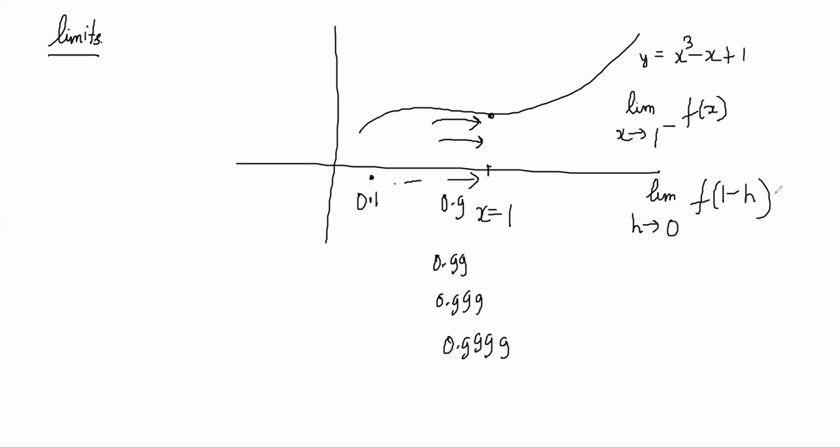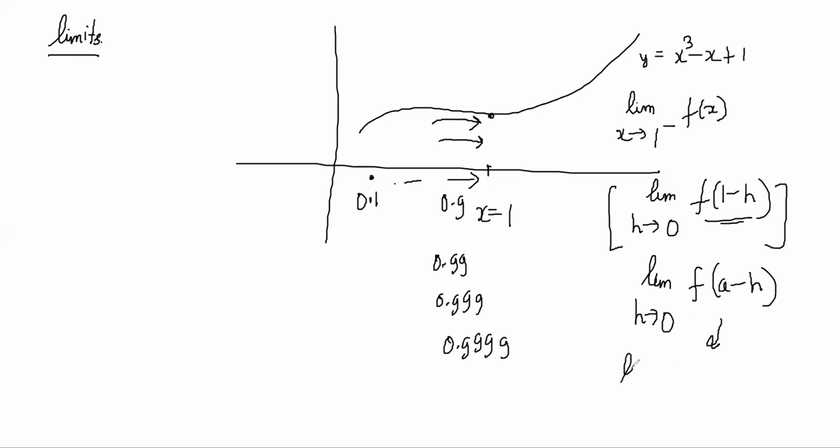See, if h tends to 0, this is slightly less than 1, right? The x value is slightly less than 1, no? Yes. So this is the same thing. This is the left hand limit. So left hand limit can also be written as limit h tends to 0 of f(a minus h). This is the left hand limit, x tends to a minus of f(x), right? Near a, you are going slightly less than a.